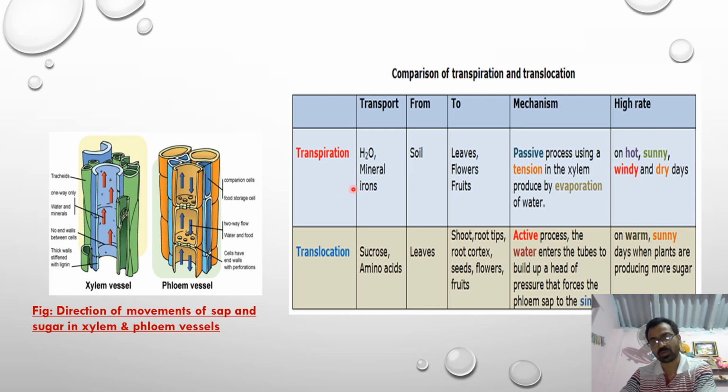In transpiration, water, minerals, iron and different ions are being conducted through the water. They are taken from the soil and transported to leaves, flowers and fruits. The mechanism is passive, not exactly passive. The active process is there at the root hair cells, but altogether it is a passive process. Their rate is very high during a sunny day, windy day and dry day.